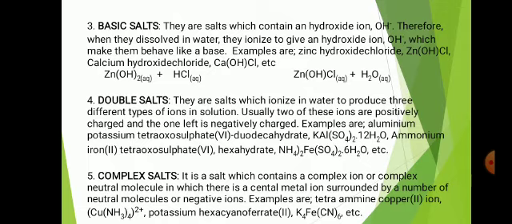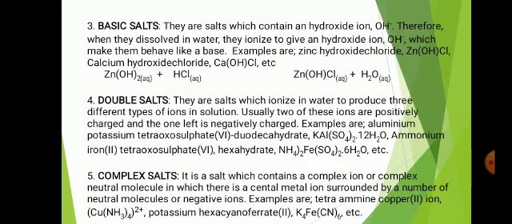The last type of salt which we'll be discussing is the complex salt. A complex salt is a salt which contains a complex ion or a complex neutral molecule in which there is a central metal ion surrounded by a number of neutral molecules or negative ions. A good example is the tetraamminecopper II ion, which is having copper as the central ion surrounded by 4 molecules of ammonia.